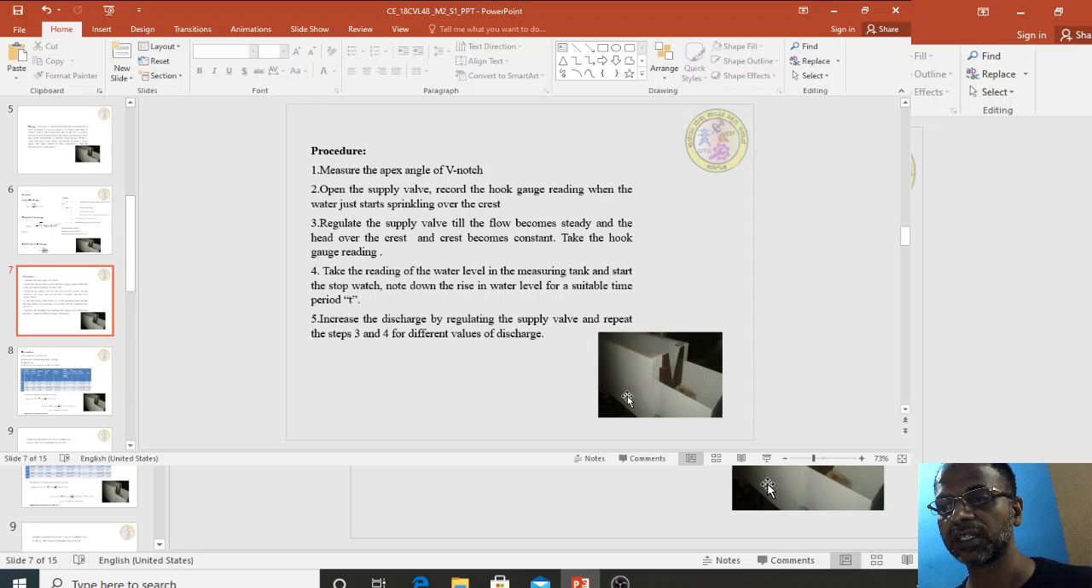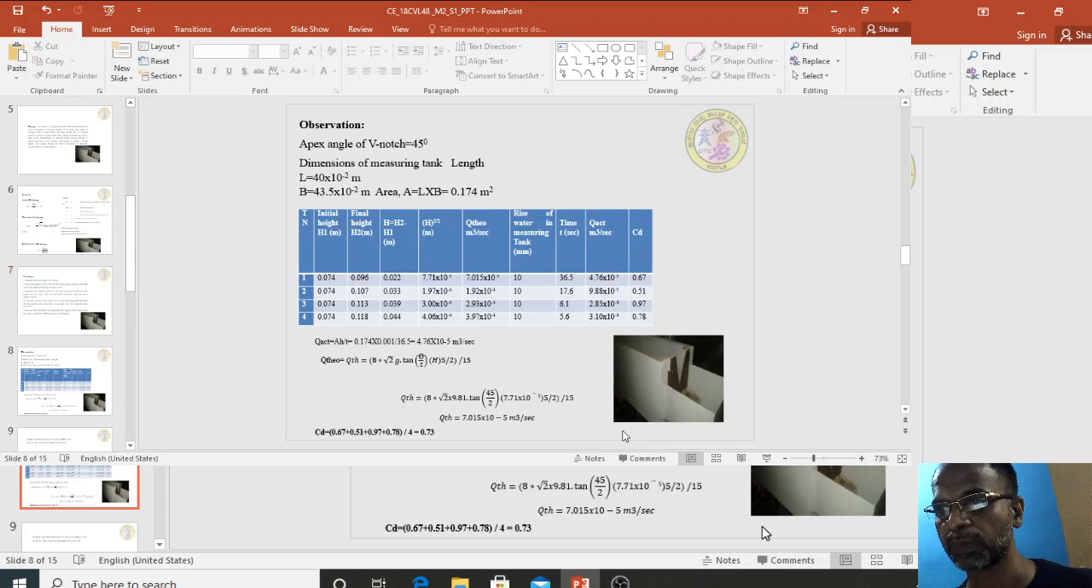Increase the discharge by regulating. First you open the 25% valve, second you open the 50% valve, and more water will flow in a short period of time. Next you open the 75% valve, which further increases the flow, and the time for collection of water in the tank reduces. When the valve is fully open, water quickly collects in the measuring tank. So for a rise of 10 centimeter, the recorded time will be less.